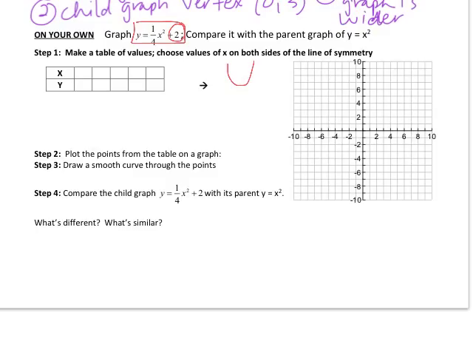Make sure you plot your points, draw a smooth curve, and then write a few things that are different. Is the child curve wider, more narrow? Does it have the vertex at the same spot? Those kind of things are the comparisons that you should be making. Please make sure you're neat and complete this last on your own problem for full credit.